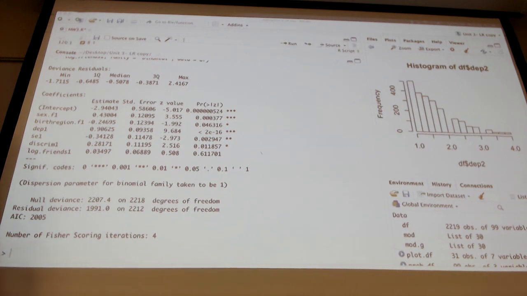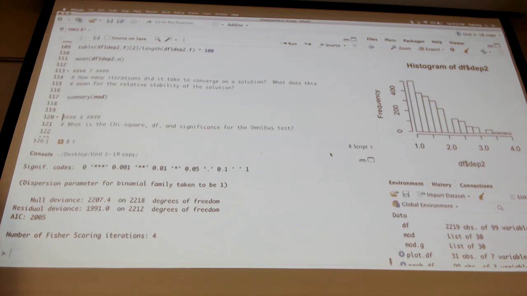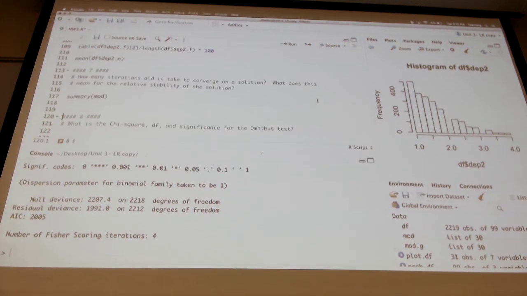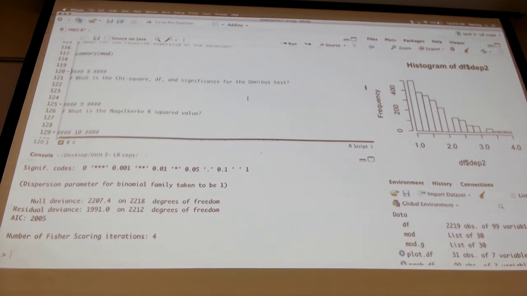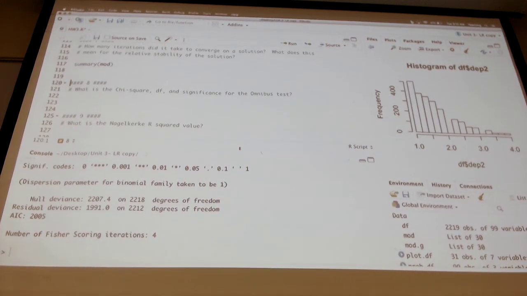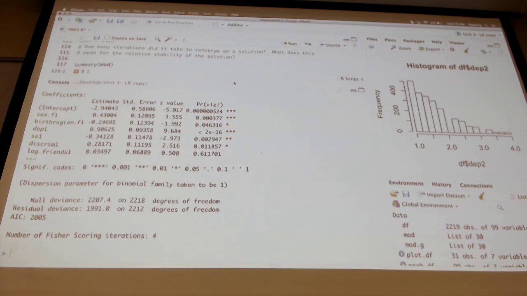Could you scroll up a bit so I can see your code? So is there a baseline model? No. Well, I mean, yes, but we don't have to create one. It's already created for it. That's the null model, basically, which is absent any information.